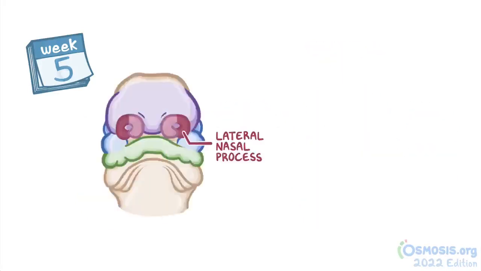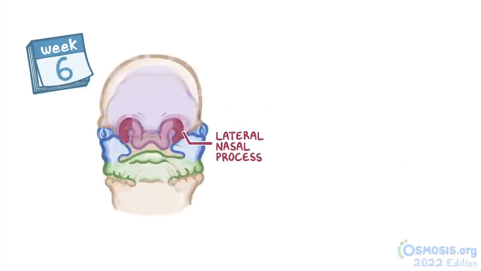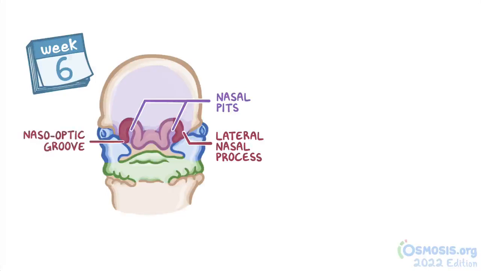As the mesoderm proliferates, the nasal placodes appear to sink downwards to form nasal pits. The base of the nasal pits are lined by the oronasal membrane, which separates it from the primitive oral cavity. At the same time, the maxillary processes start to proliferate towards the center, while remaining separated from the lateral nasal process by the naso-optic groove, and the medial nasal process by the bucconasal groove.